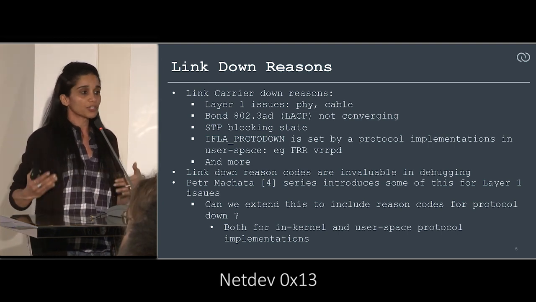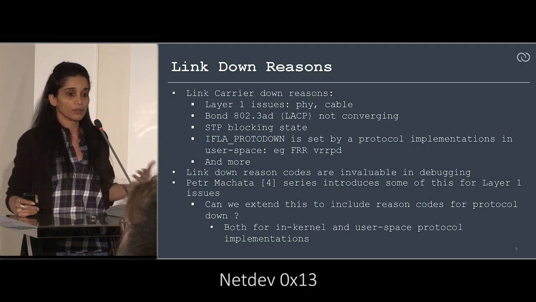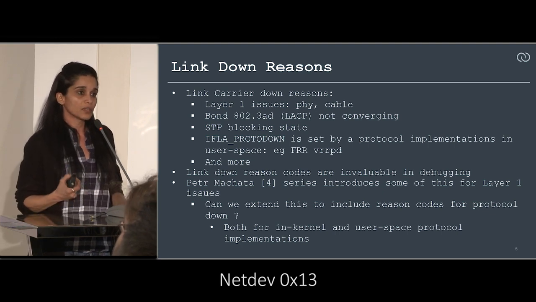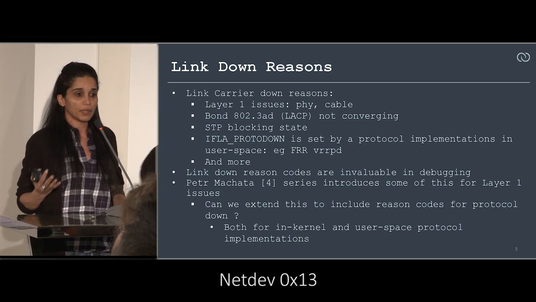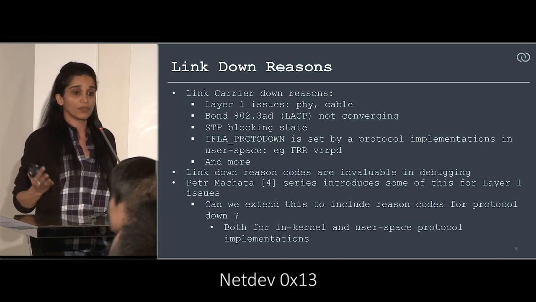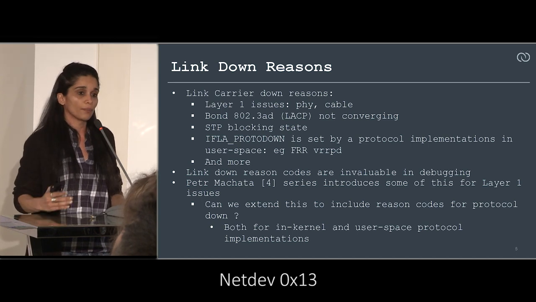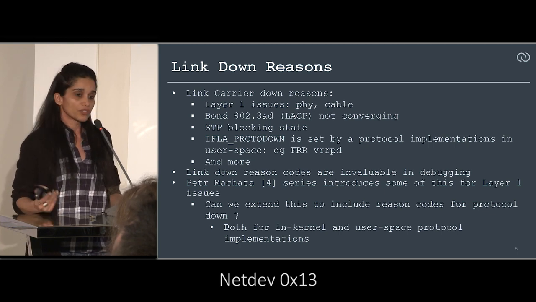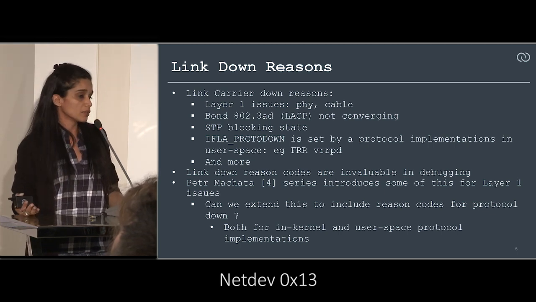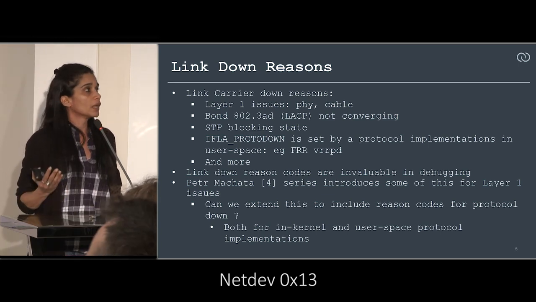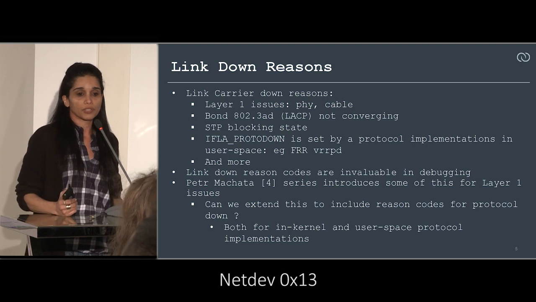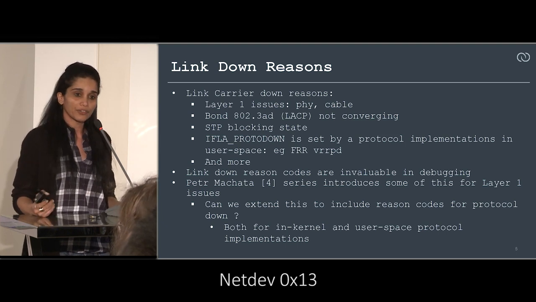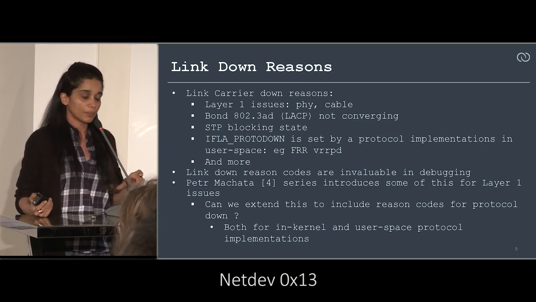So you go to each of these tools and check until you find a reason why the link is down. So I think having a reason code for a link down displayed in ip link show or even ethtool will be really useful. And this has been an ask from a lot of people who use our systems. Actually, most of the switch ASIC vendors do support them. Even protocol implementation link downs like VRRPD or MLAG, that is the multi-homing switch side software, can also put a link down via the IFLA_PROTO_DOWN attribute, that is a netlink attribute on a per link basis.